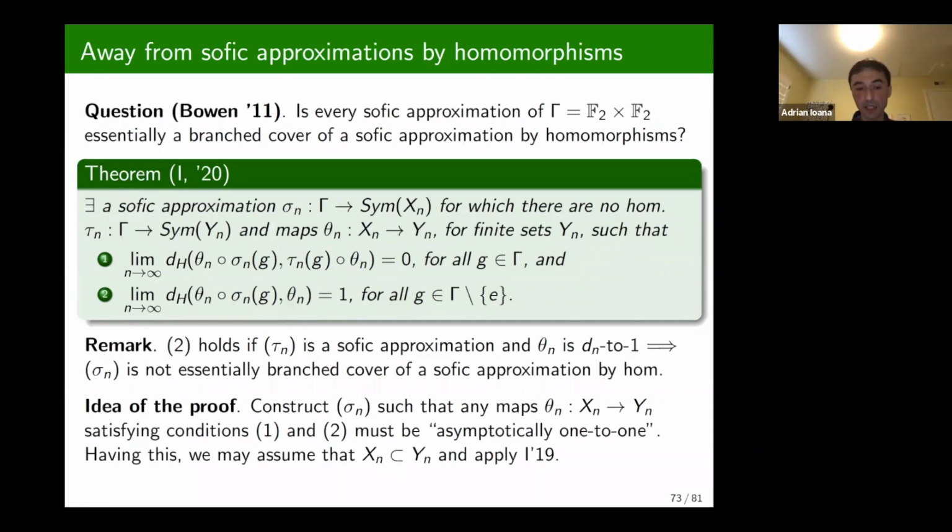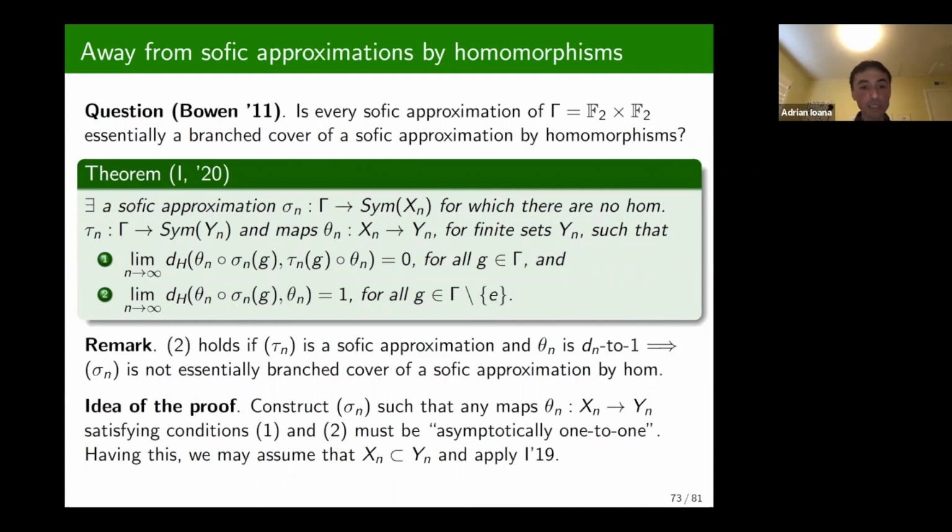So if you have this, it means that if your map is asymptotically 1 to 1, again by tweaking the sets a little bit, I can think of Xn as being a subset of Yn, because I have a 1 to 1 map from Xn to Yn. But then if you look back at the strengthening theorem that I presented on the previous slide, that precisely constructs a Sophic approximation sigma n with this property, that you cannot enlarge the set to find homomorphisms whose restrictions are close to your original.